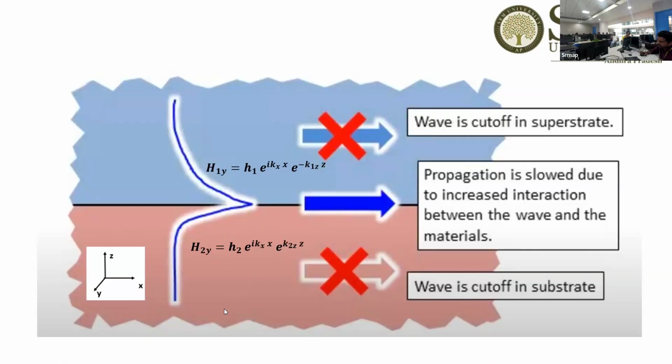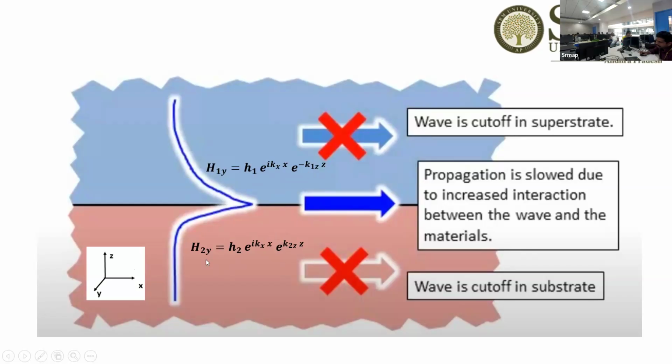That's why I have taken the magnetic fields H1y and H2y. H1y is the magnetic field present in the first medium, and H2y is the magnetic field present in the second medium. That is defined as e to the power of i kx into x. It is the plane wave propagating along the x-axis, followed by exponential decay, that is e to the power of minus k1z into z. Similarly, the tangential component of the magnetic field is conserved in the other medium, so we represent it with the same equation, and here also e to the power of k2z into z.